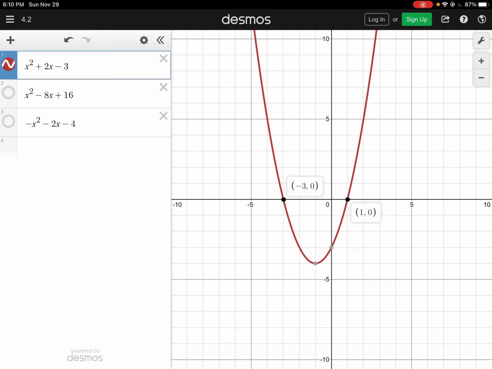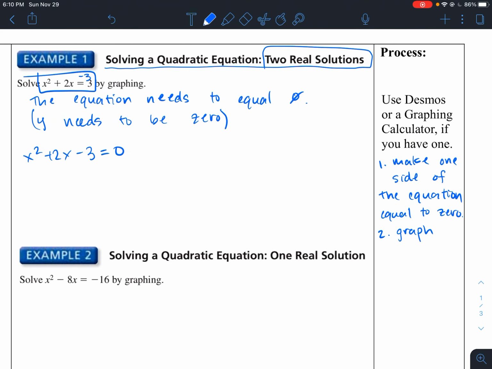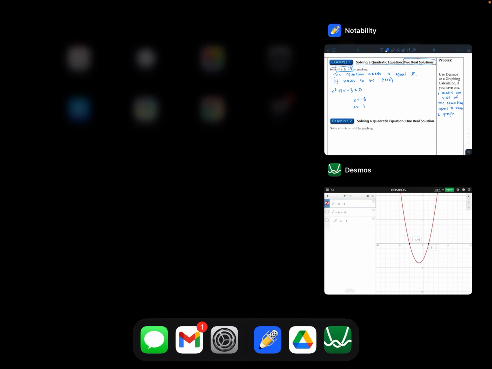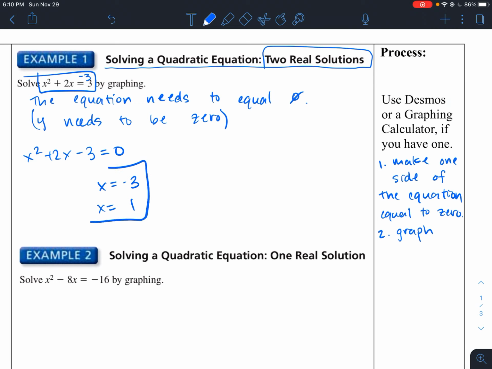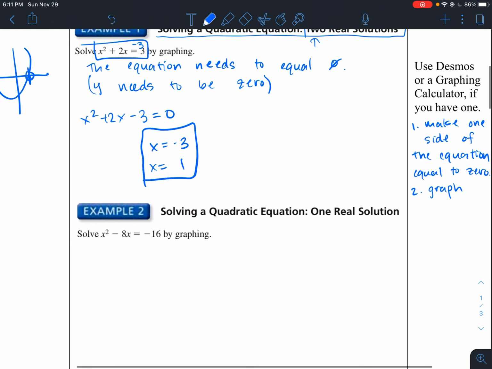So you see that where y is 0, the y coordinate in both points is 0. And then for x, we have negative 3 and 1. Okay, so we know that x is equal to negative 3 and x is equal to 1. So these are solutions. So we just solved this quadratic equation and we had two solutions because it crossed the x-axis twice.